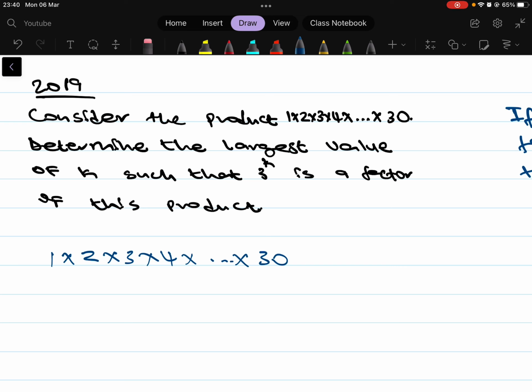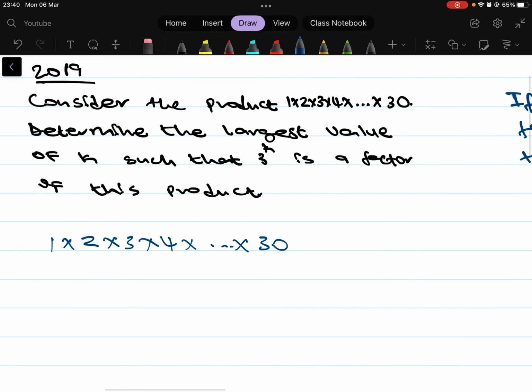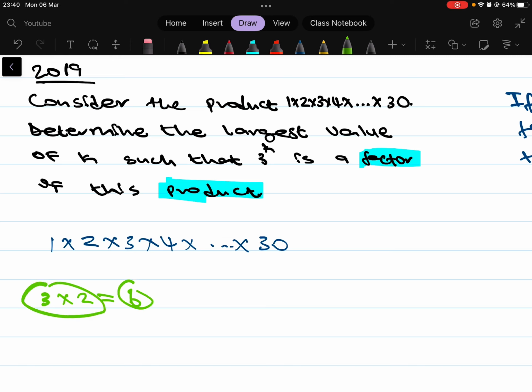So let's be clear with one another what a product is and what a factor is before we start lying to each other. I'll give you a couple of examples. With a product, 3 times 2 equals 6. So we are saying 6 is a product of 2 and 3, because you multiply 2 and 3 together to get 6.